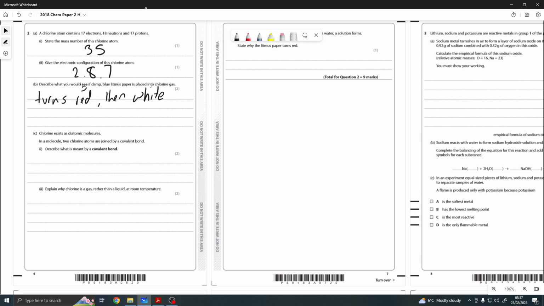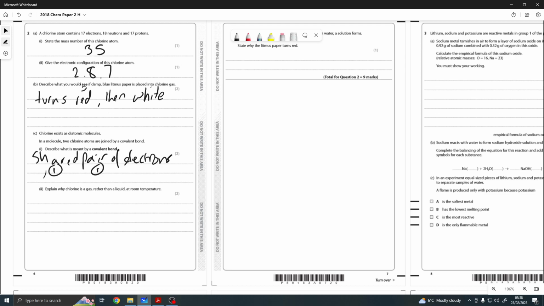Chlorine exists as diatomic molecules. In a molecule, 2 chlorine atoms are joined by a covalent bond. Describe what is meant by a covalent bond. Well, very simply, the definition is it is a shared pair of electrons. Now, why is that 2? Well, it's 1 for shared electrons and 1 for pair.